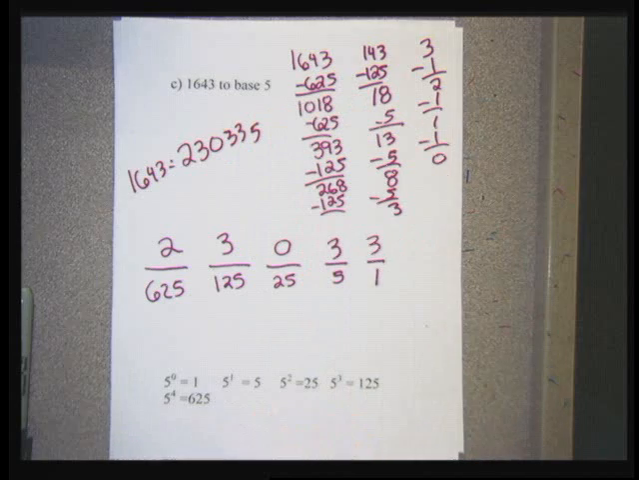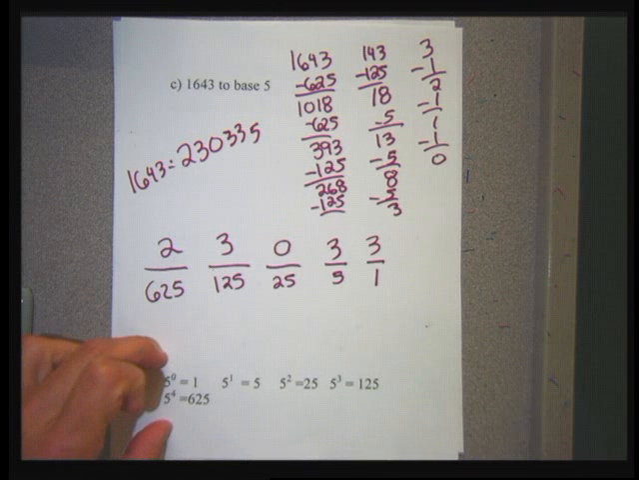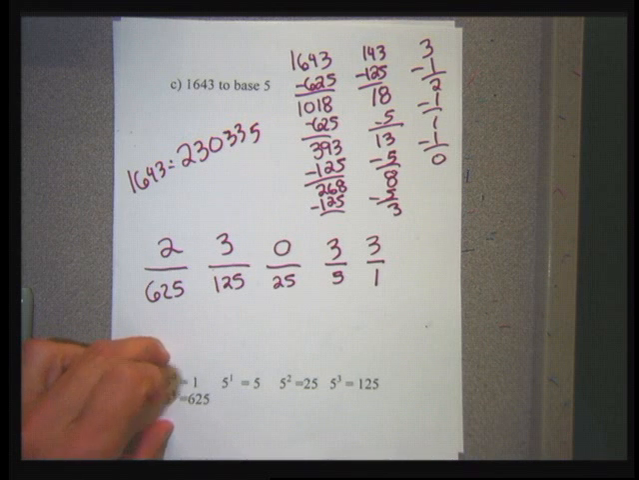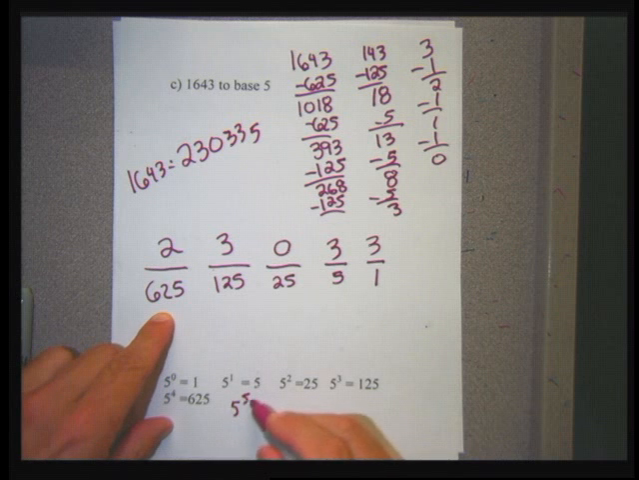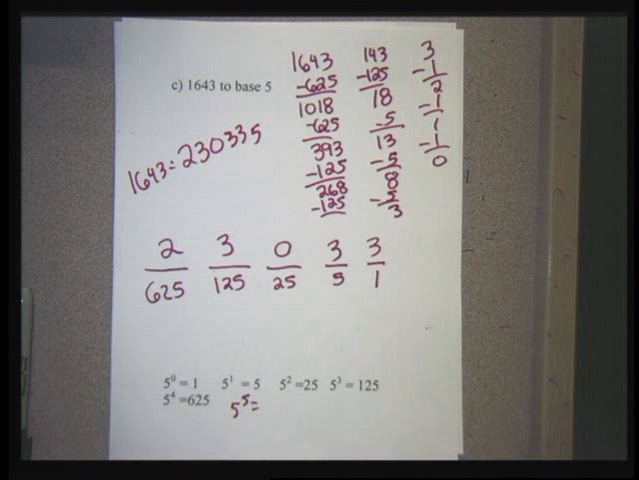It's in base 5. So to convert from base 10 to base 5, I write down all the powers of the base that are less than my number. I didn't write a 5 to the 5th power down because 5 to the 5th power is over 3,000, which is bigger than 1643. And then I just subtract. I make a spot for every power of the base all the way down to the 0 power, and just write how many times I could subtract. If I can't subtract, I put a 0.